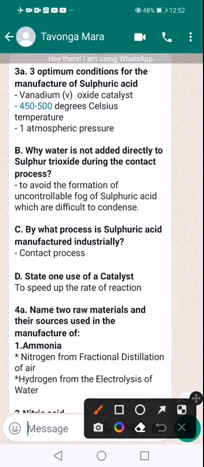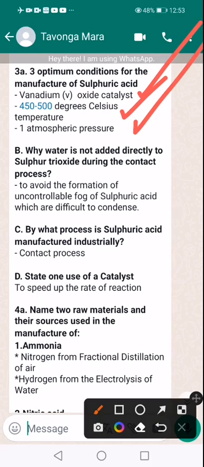Three optimum conditions for the manufacture of sulfuric acid. Question: list down three optimum conditions for the manufacture of sulfuric acid, well known as the contact process. We use vanadium(V) oxide as a catalyst. We also use 450 to 500 degrees Celsius as the temperature and 1 atmospheric pressure, right? Vanadium(V) oxide is a catalyst.